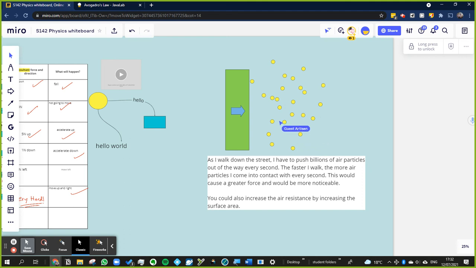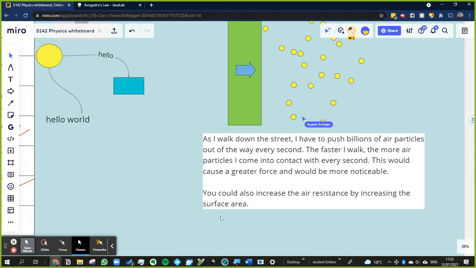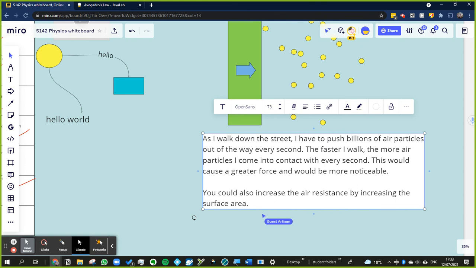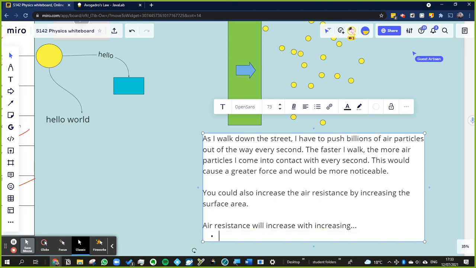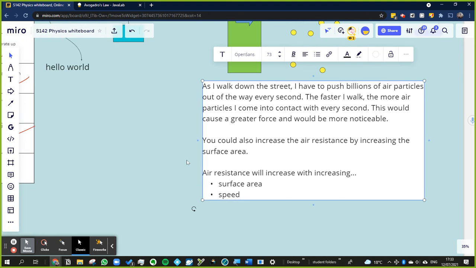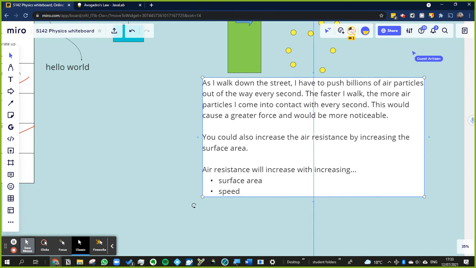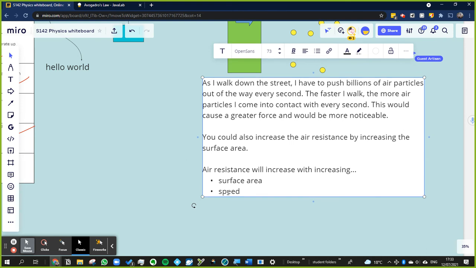So that is what causes air resistance. So in summary, air resistance will increase with increasing surface area or speed. Okay. There are other ways of increasing the air resistance, but for now we'll just say those two examples.